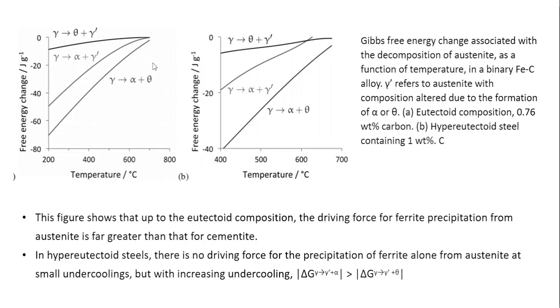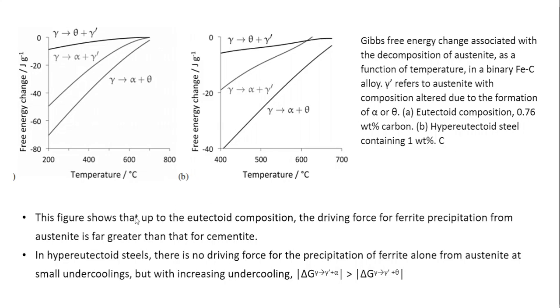So this is the driving force for the formation of alpha and theta from the original gamma. The free energy change associated with the decomposition of austenite as a function of temperature in a binary iron carbon alloy is shown in this picture. A is for the eutectoid composition, 0.76 weight percent carbon. B is for hypereutectoid steel containing 1 weight percent carbon.